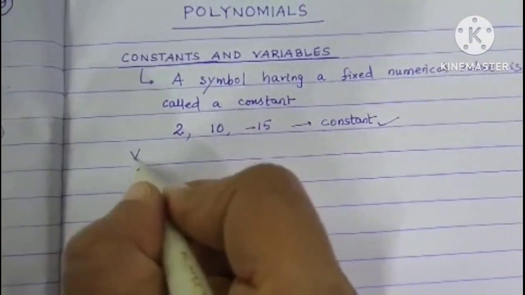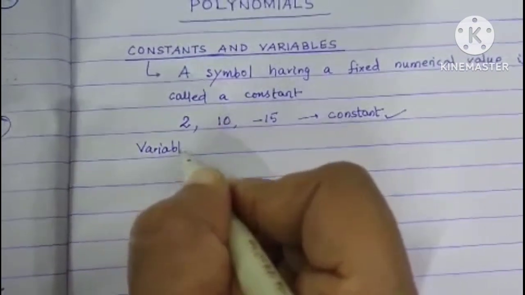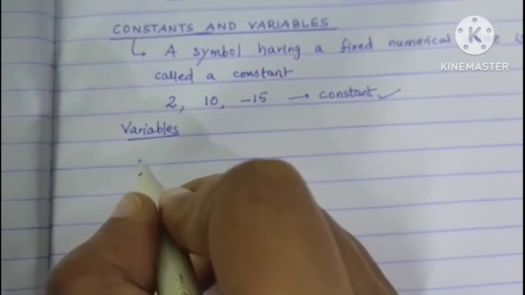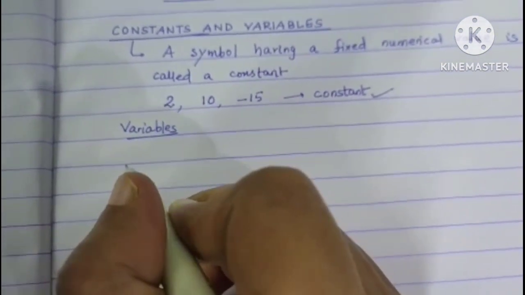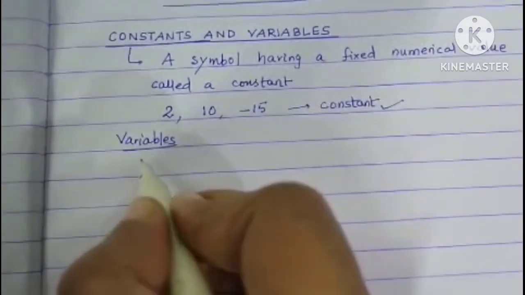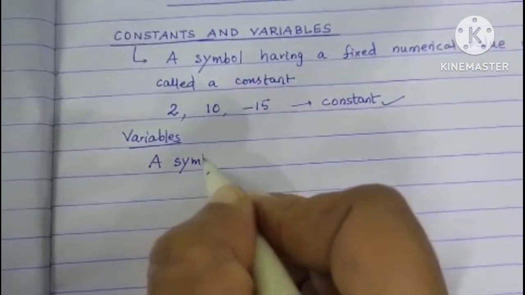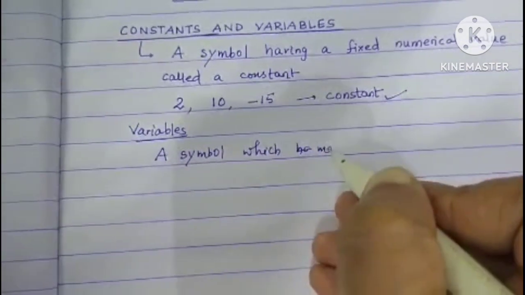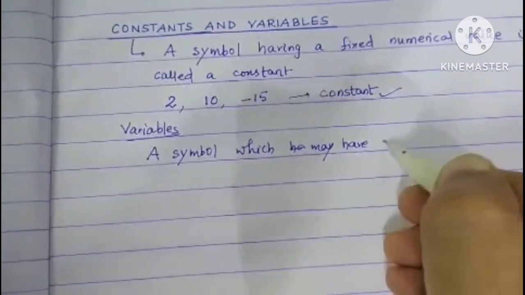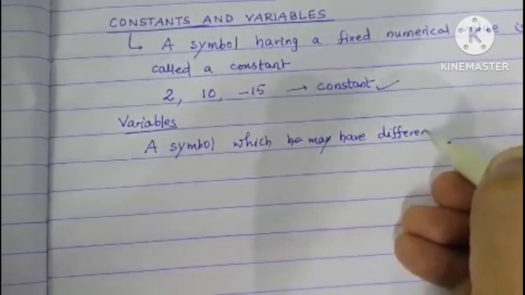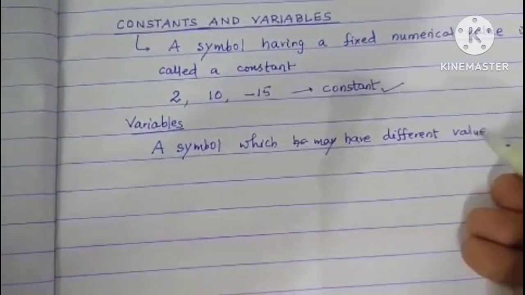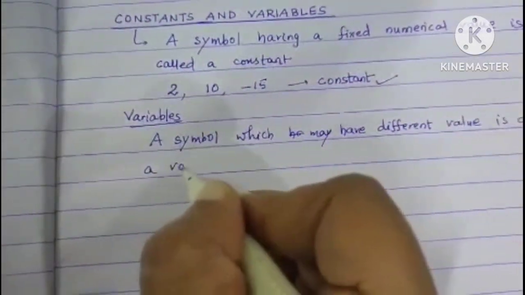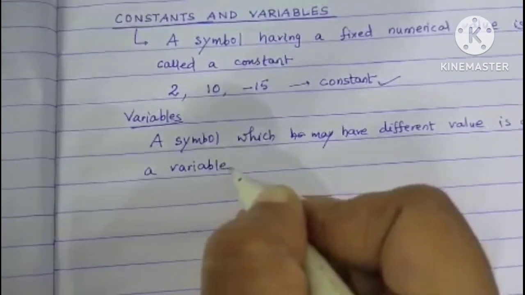Now variables. What are variables? Its value may change. The definition will be like this: a symbol which may have different values is called a variable. It means its value changes all the time.